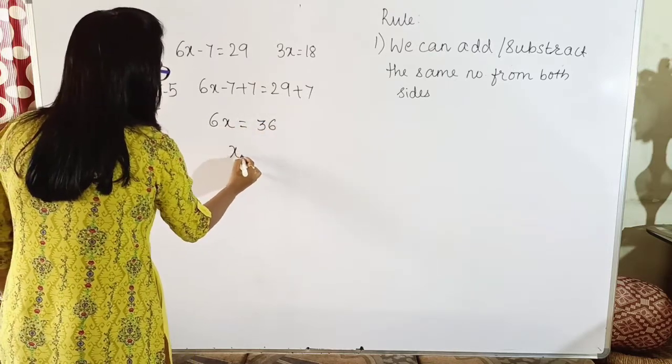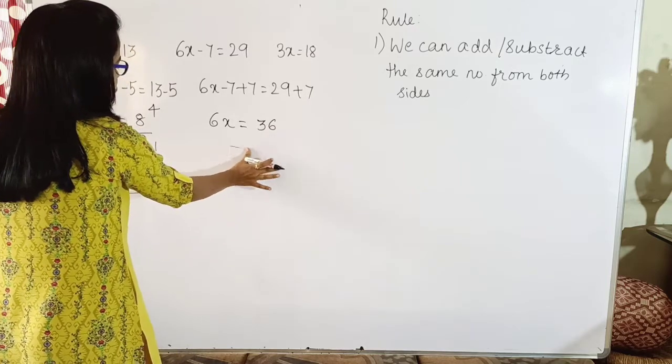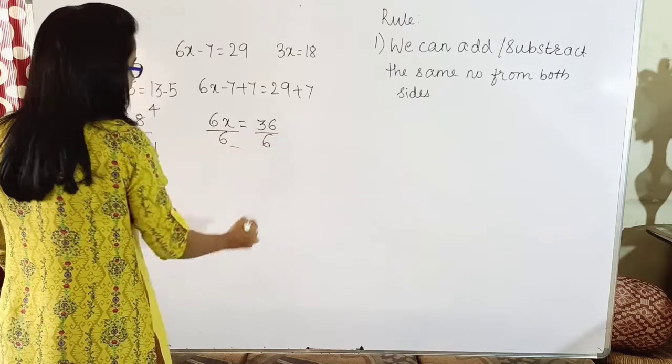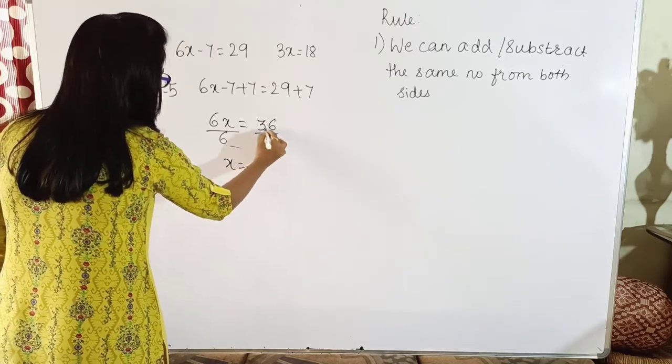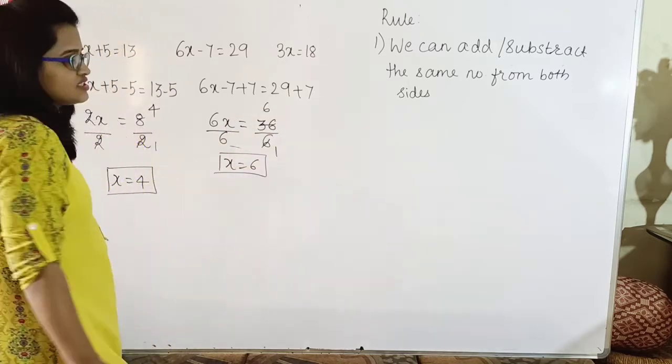Isn't it? So x, again, I don't want 6 here. So since it is in multiplication, I have to divide. I can't divide just the LHS, I have to divide the RHS also, which will give me x equal to 36 divided by 6. 6 ones are 6, 6 sixes are 36, that is, the value of x is nothing but 6.